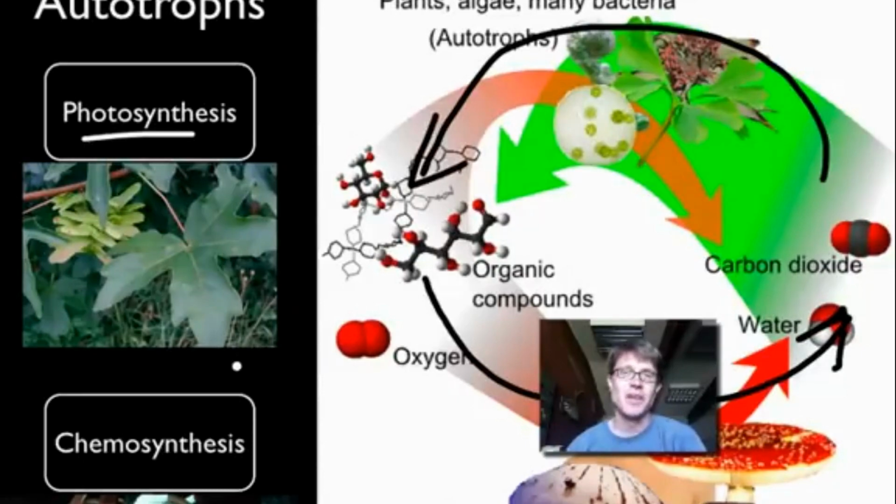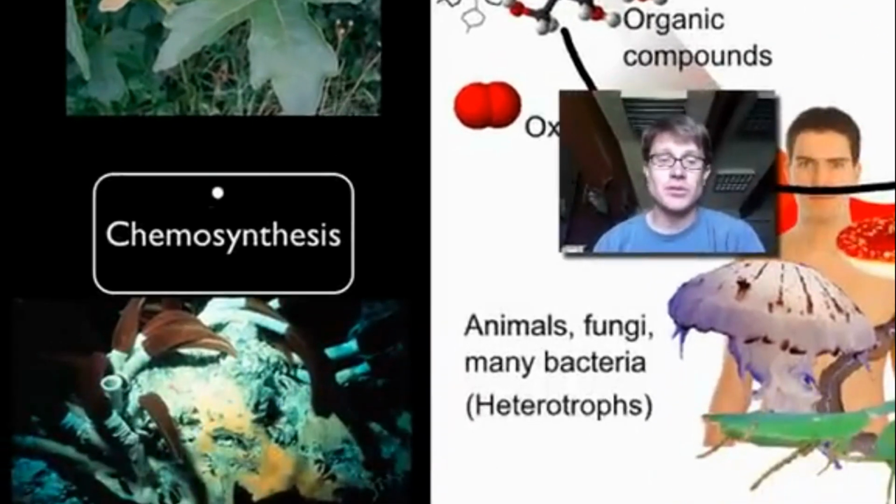Example would be like a cheetah. But I do want to briefly talk about chemosynthesis. Chemosynthesis occurs where there's not a lot of light on our planet. Where's a great example of that?